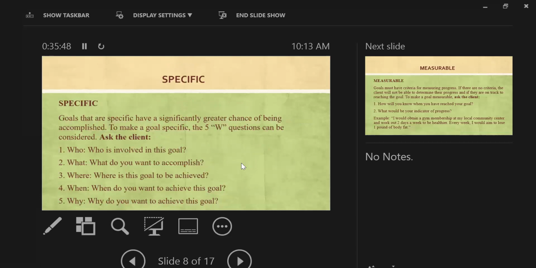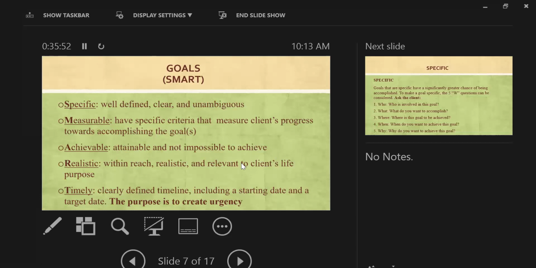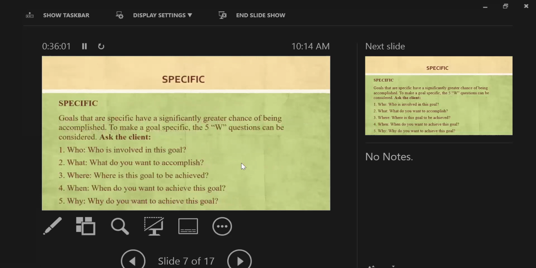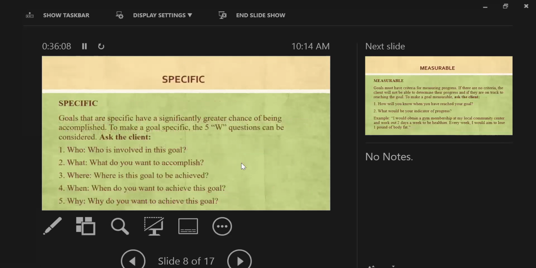Okay. So number one, that the goals are well defined, clear, and unambiguous. So specific. Okay, sorry, the first one is specific. Goals that are specific have a significantly greater chance of being accomplished.